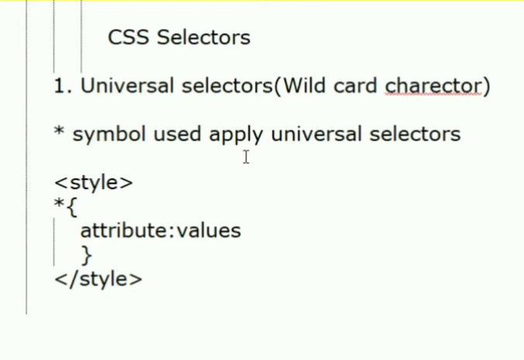The first CSS selector is the universal selector. The universal selector is called a wildcard character. It uses the star symbol. The star symbol applies different properties to all elements of an HTML page. Whatever elements you have used in an HTML page, the same CSS style will be applied to all the elements of the page.